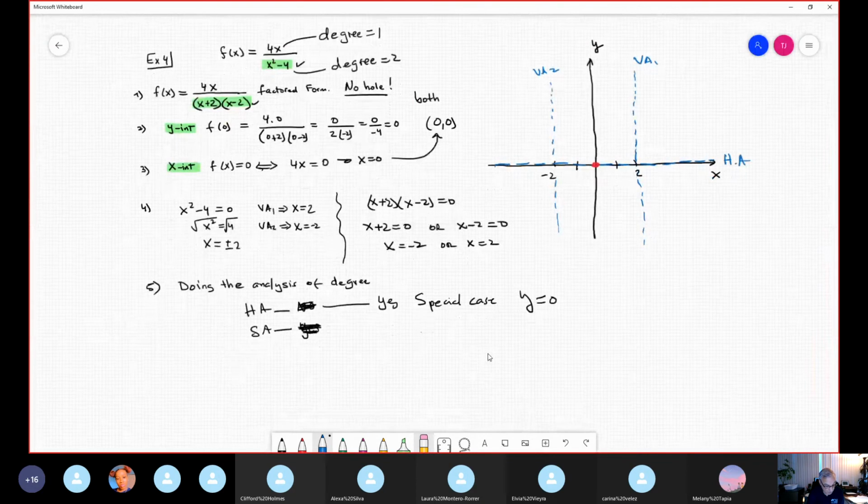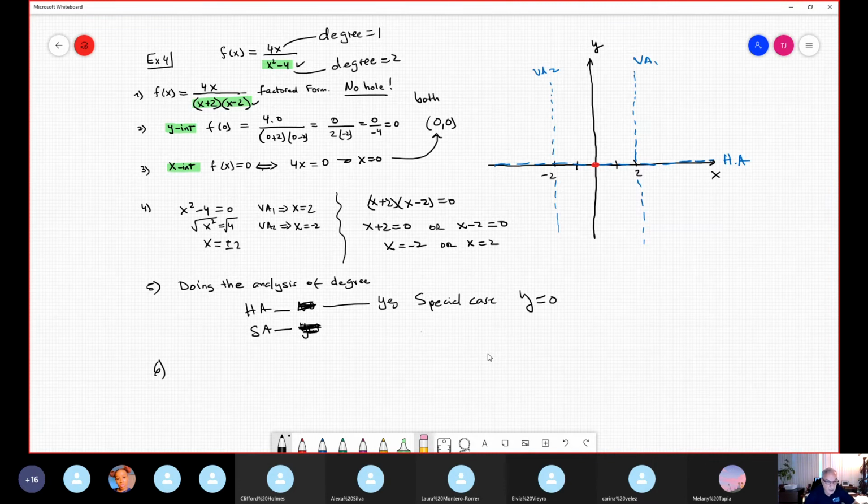Symmetry. I need to prove somehow whether my function is symmetric or not. If it's not symmetric, don't be sad, because the only thing is that you are doing the graph of the negative part completely different from the graph of the positive part, and that's it. But if it's symmetric, I take advantage.